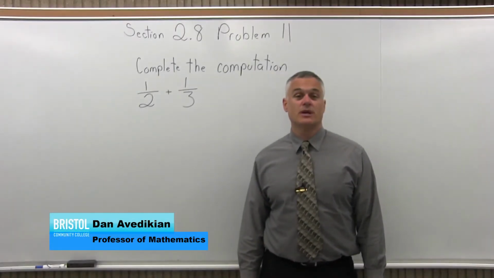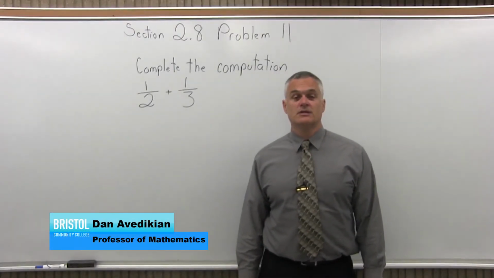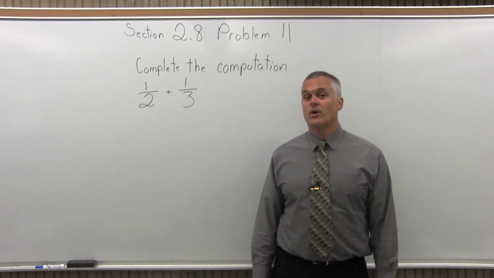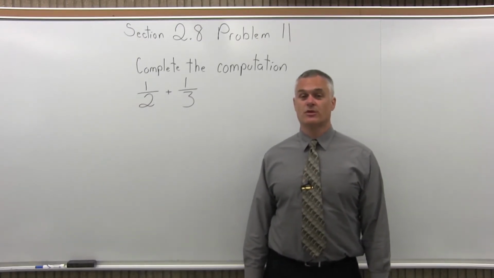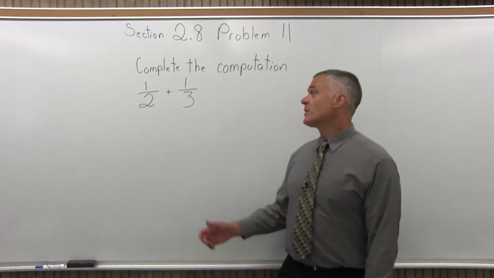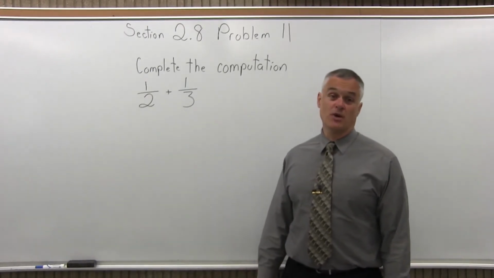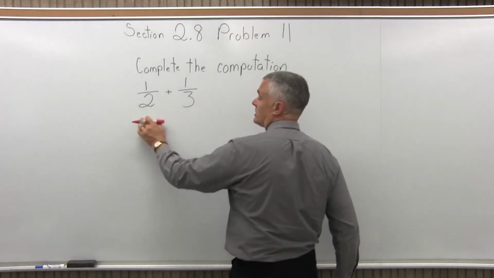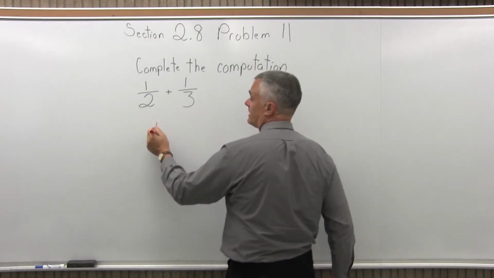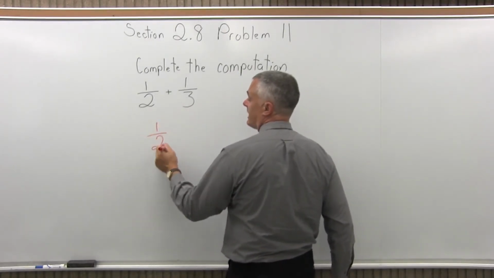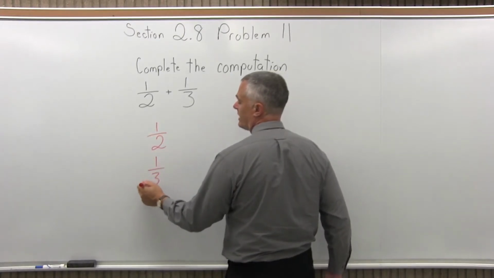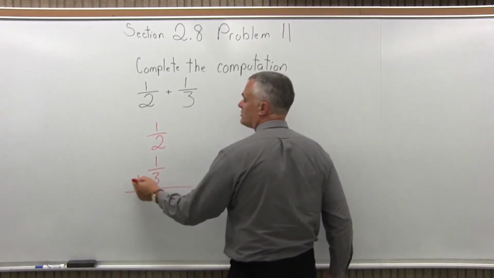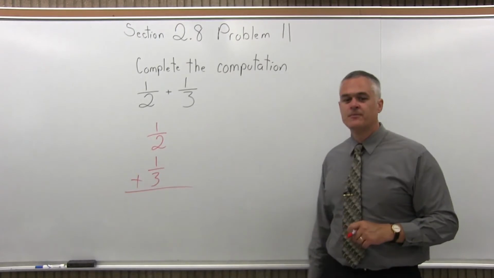This is Section 2.8, Problem number 11. It says complete the computation, and we have 1/2 plus 1/3. So what we have to do is find the common denominator for these two fractions. It can be written going across horizontally the way the problem is originally written, but I prefer to write the problem up and down, or vertically. So I will rewrite it 1/2 plus 1/3, just going up and down.